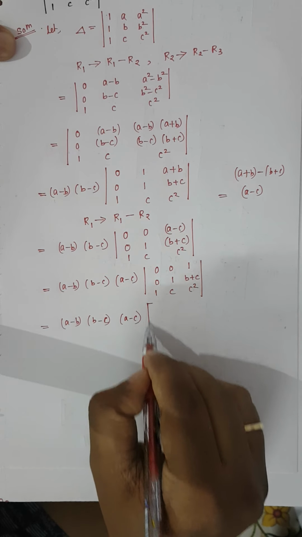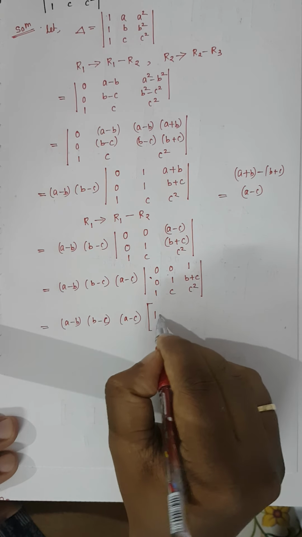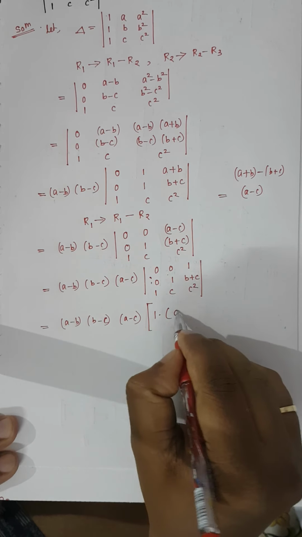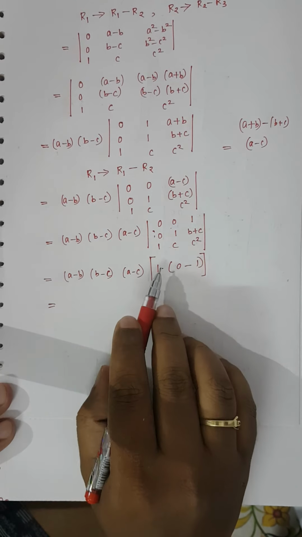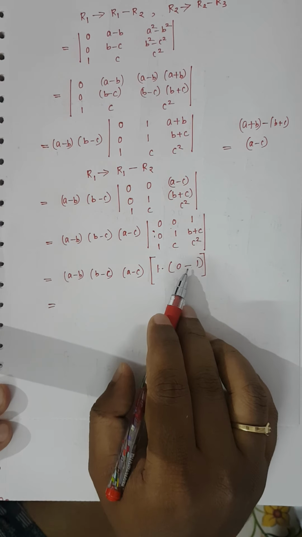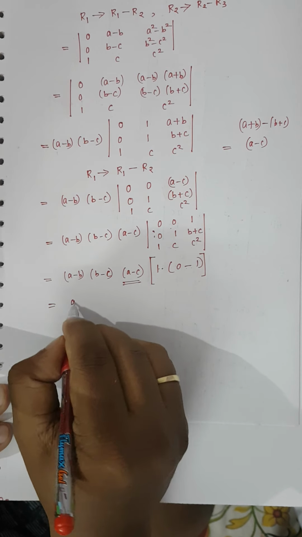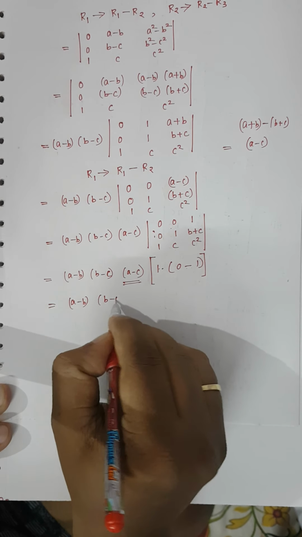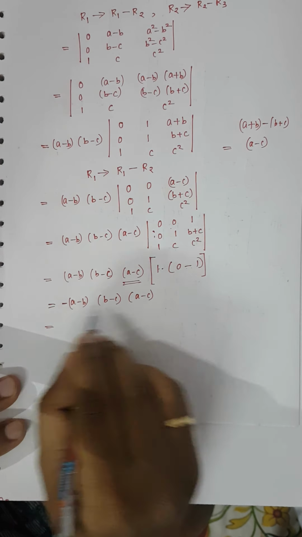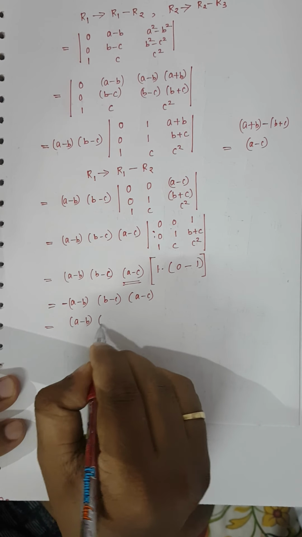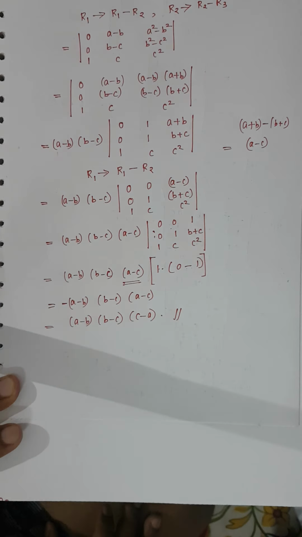row 1, I will get for 0 everything is 0, for 0 everything is 0, for 1 it is 1 into, now 0 into c, it is 0, 1 into 1, 1 minus 1. So I am getting minus 1 minus 1. If I multiply by minus 1 in this factor, I will get minus a plus c. So it becomes a minus b, b minus c, a minus c. This is the minus sign. So multiply by minus sign here, you will get a minus b, b minus c, and then c minus a. So this is the value of the determinant.